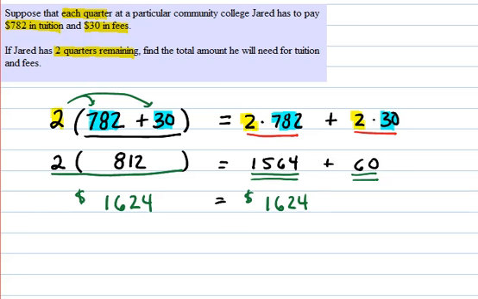He paid $1,564 in tuition and $60 in fees. So it makes it a little bit more explicit. But again, both ways end up with the same overall results in terms of how much he paid for both tuition and fees.